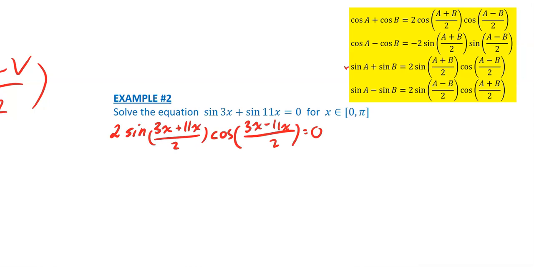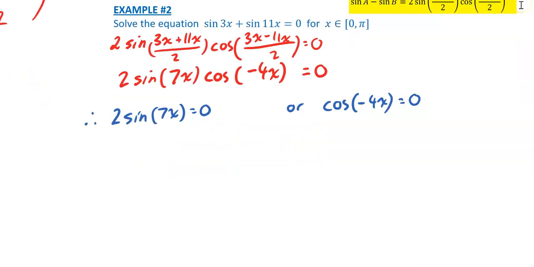Subbed that in. Now that 3x plus 11x will be 14x divided by 2, which will be 7x. The other one will be 3x minus 11x over 2, which is negative 8x over 2, which is negative 4x. Good start. What we have now is this times this equals 0. Therefore, this must equal 0 or this must equal 0. So we've got these setups now.